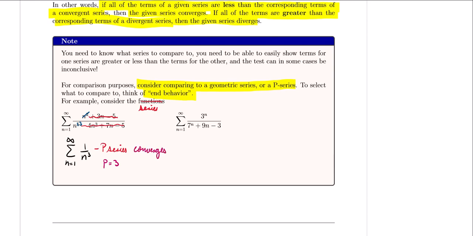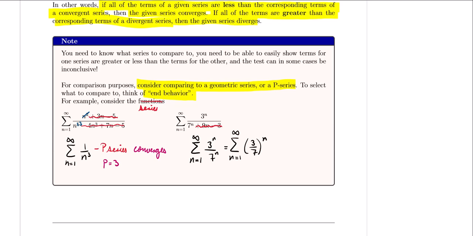Now what about the other series here, given by the sum as n goes from 1 to infinity of 3 to the n divided by 7 to the n plus 9n minus 3. So taking a look at this one here, and again, analyzing the n behavior, it looks like on the denominator, the term that's going to be overtaking the other ones is the exponential. So the 9n minus 3 don't even count. So an excellent series to compare this one to would be the series 3 to the n over 7 to the n, which could be rewritten here as the sum as n goes from 1 to infinity of 3/7 raised to the n.